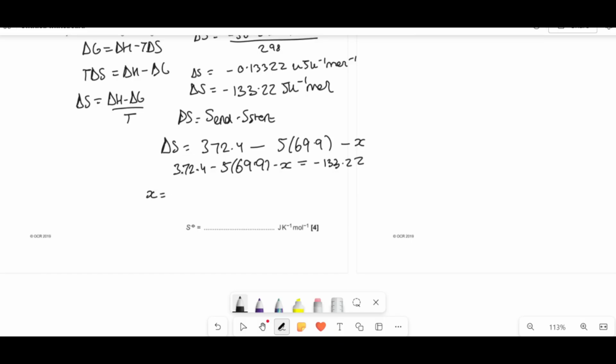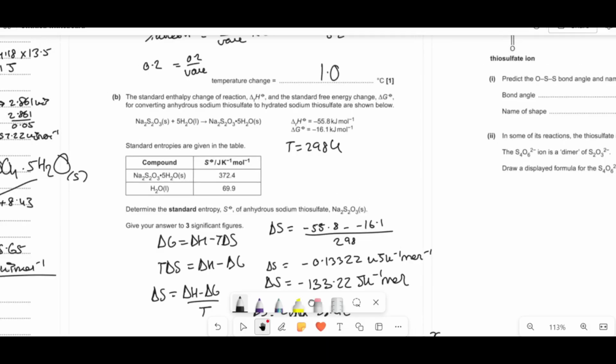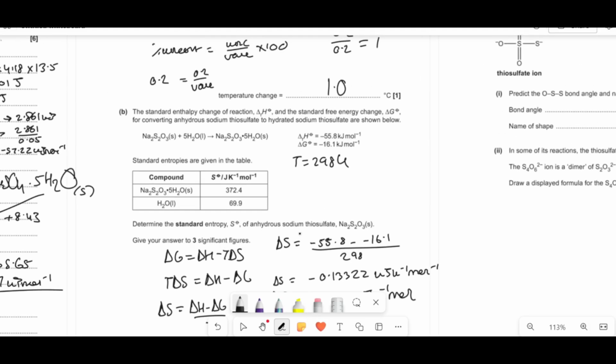So then what we do is we move the X to that side and then subtract that over. So then X would equal 372.4 minus 5 times 69.9 plus 133.22. If I do that, we get plus 156.12, so roughly plus 156. You need to put the plus there because it's an entropy change. And it says 3 significant figures too. Cool.